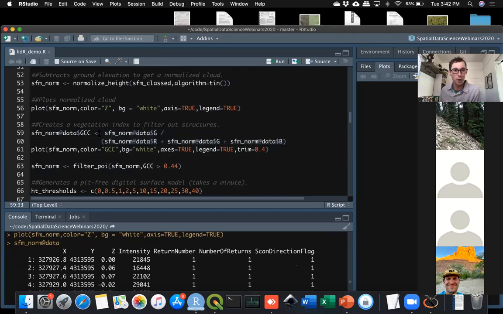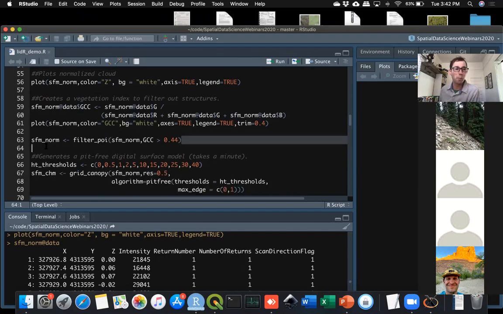So it's the ratio of the green value with the sum of the red, green, and blue values. So this is something that varies between 0 and 1. And the greener a point is, the higher GCC it's going to have. And then I can use that vegetation index to filter my point cloud and just pick the points that have a high enough GCC to be considered vegetation and not ground or cabin or weather station.